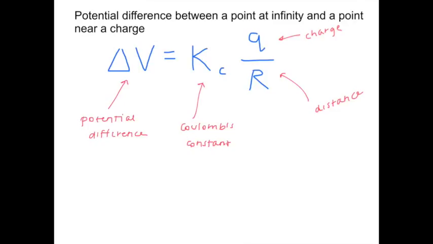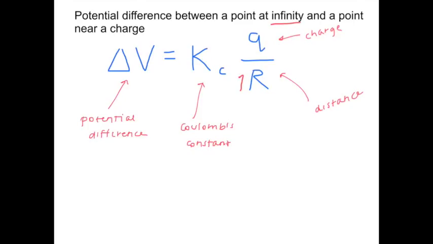So essentially what this means is we're imagining this point that's out at infinity, effectively so far away from the field that it's experiencing no charge because this denominator of radius is so high. So it's the difference between that point and a point near a charge. So we'll write this as delta V, or potential difference, equals Coulomb's constant times Q, which again is the charge, divided by R, which is the distance from a reference point.